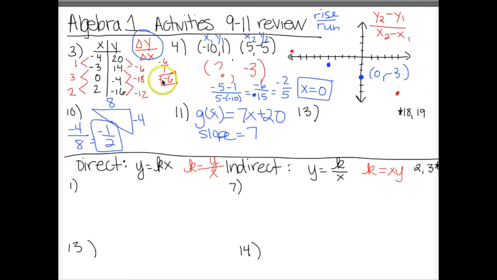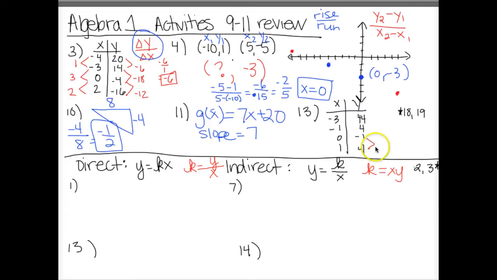Number 13 is the next one, and this one has another table. So we've got x and y: -3, -1, 0, and 1. The corresponding y's are 44, 4, -1, and 4. So the question asks you to tell whether the function is linear and to justify it. So if I'm trying to determine if something is linear, remember I'm looking for delta y over delta x.